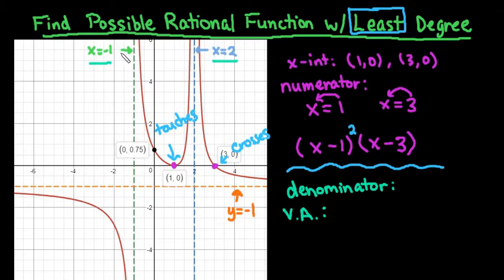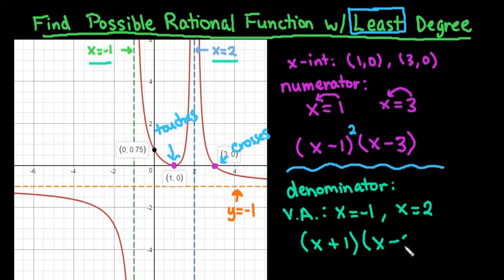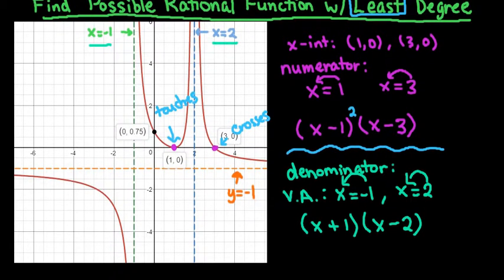Okay, so with this, we have a vertical asymptote at x equals -1, and we have one at x equals 2, which tells us that we started with x plus 1 and x minus 2 as our factors, because if we take this over to the other side, that gives us what we had in the parentheses.